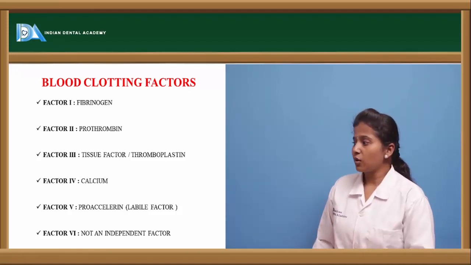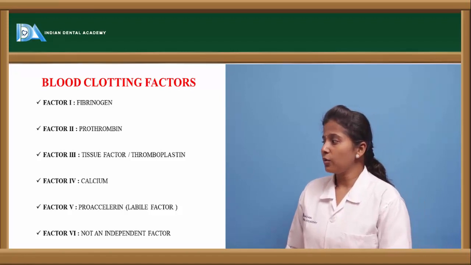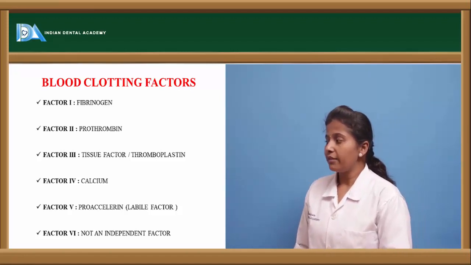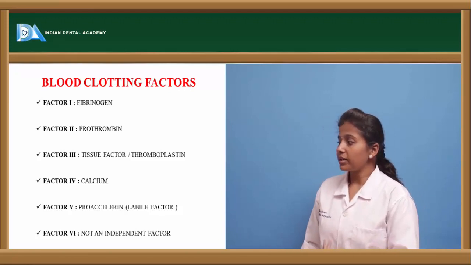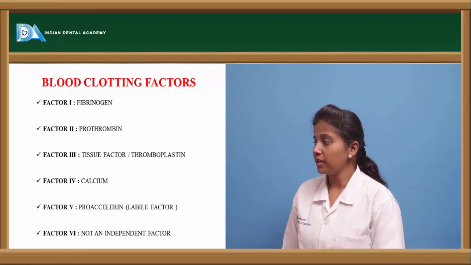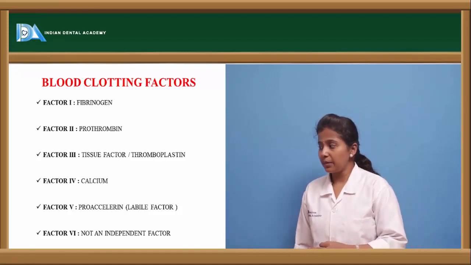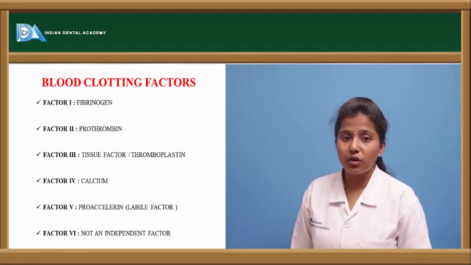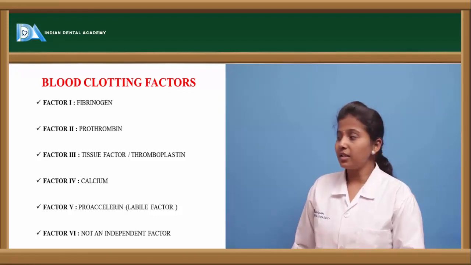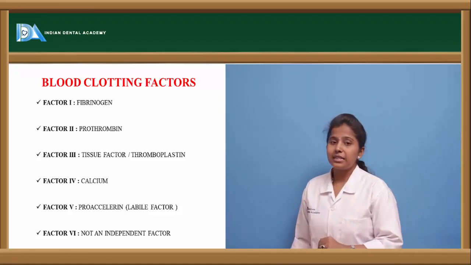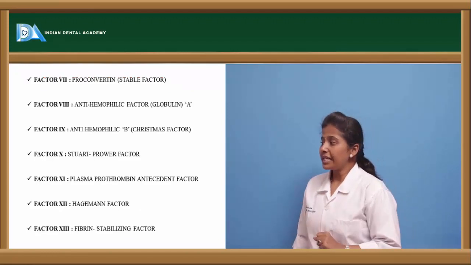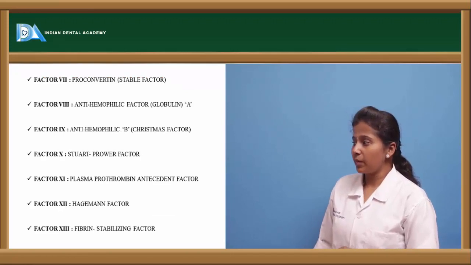Factor 1 is called fibrinogen, factor 2 is prothrombin, factor 3 is tissue factor or thromboplastin, factor 4 is calcium, factor 5 is proaccelerin, which is also called the labile factor. Factor 6 is not an independent factor. The name was not given earlier, but nowadays research shows that factor 6 is given the name accelerin. Factor 7 is proconvertin or stable factor.